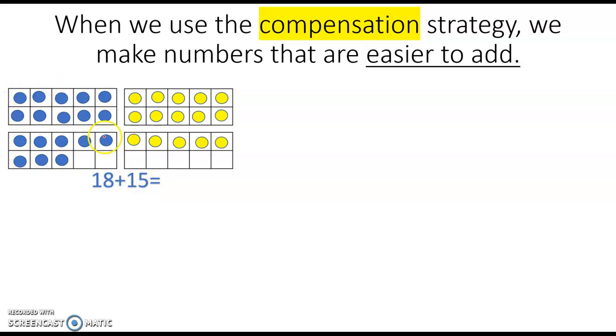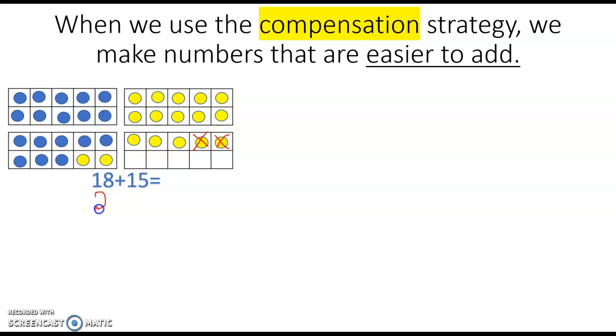So in these two tens frames, I have my 18. I have 5, 10, 15, 16, 17, 18. In these tens frames is my 15. So 5, 10, 15. 18 and 15 are kind of hard to add together, but I can take two ones away from 15 and give them to 18 to make 20.